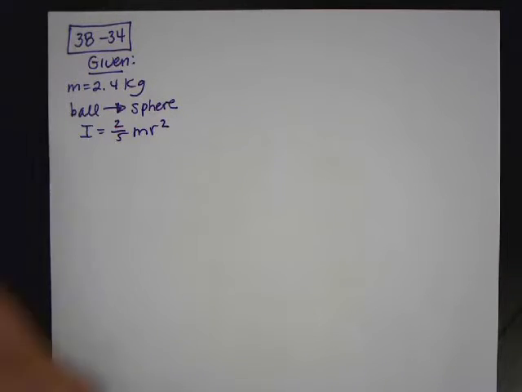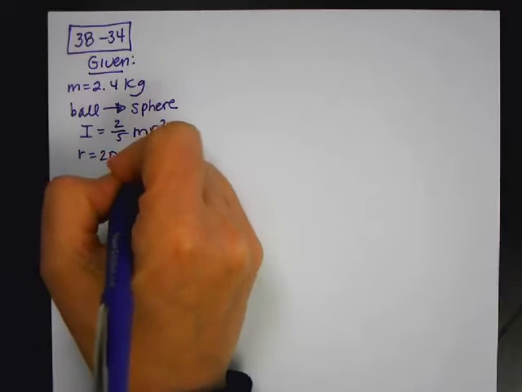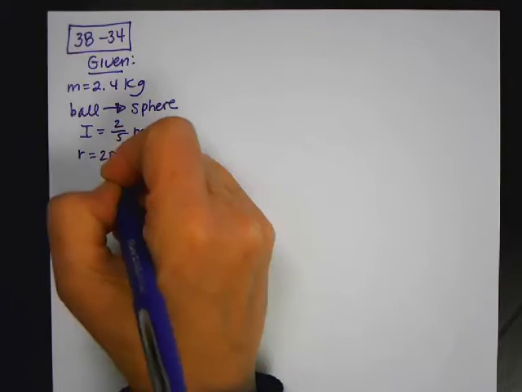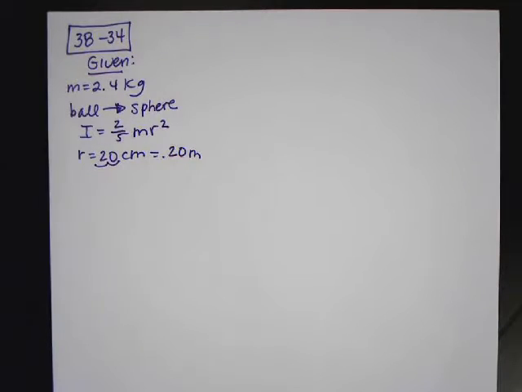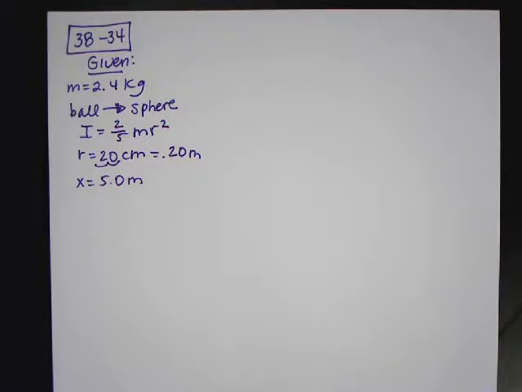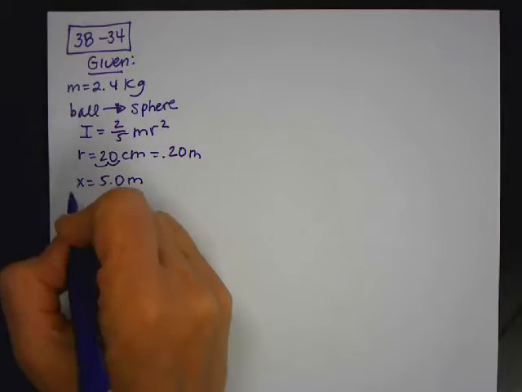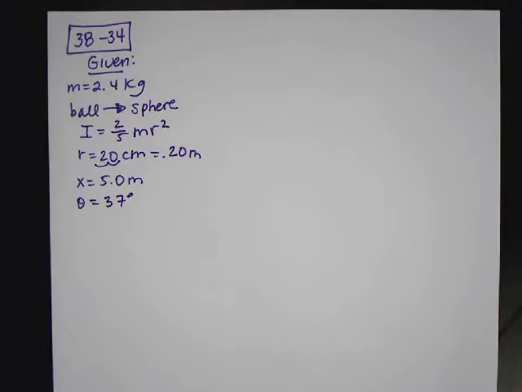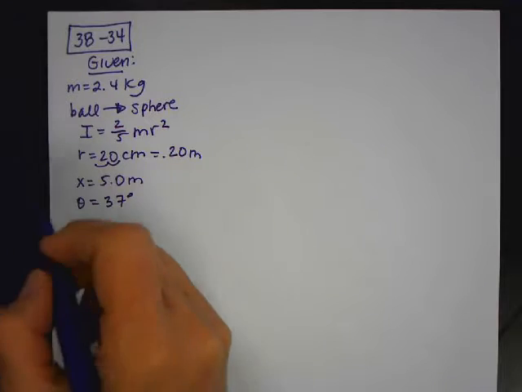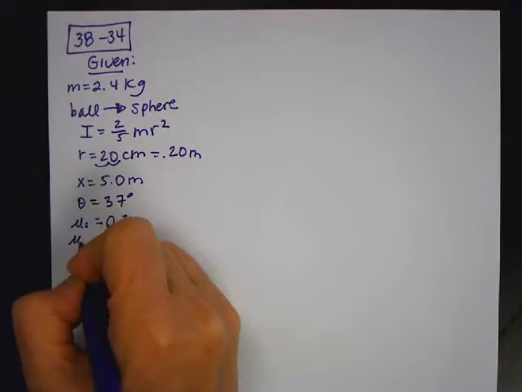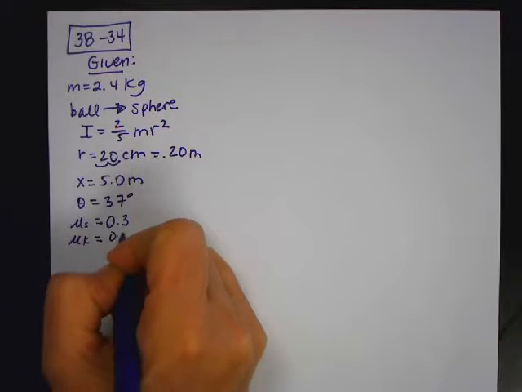It has a radius of 20 centimeters, so when I write down the 20, the first thing I'm going to do is convert it to meters, which is 0.2 meters. It moves 5 meters, so x is equal to 5 meters along a 37-degree incline, and that's one of the only angles that, again, they use on the AP test. The coefficient of friction, mu sub s, is equal to 0.3, and mu sub k is equal to 0.2.